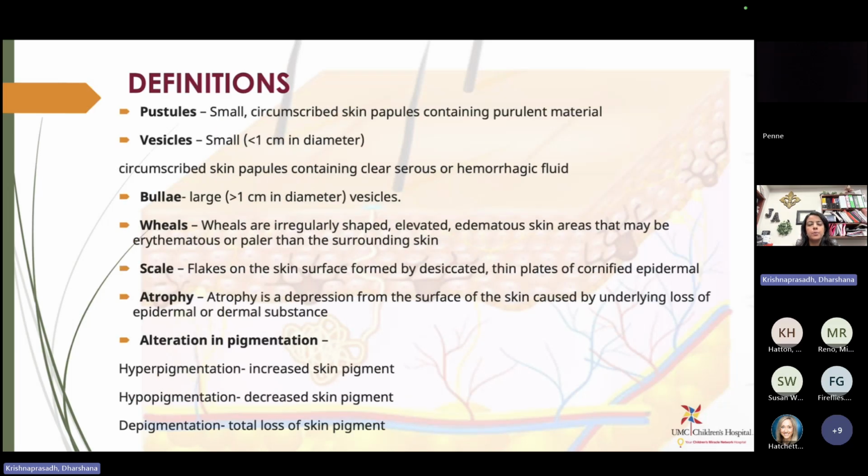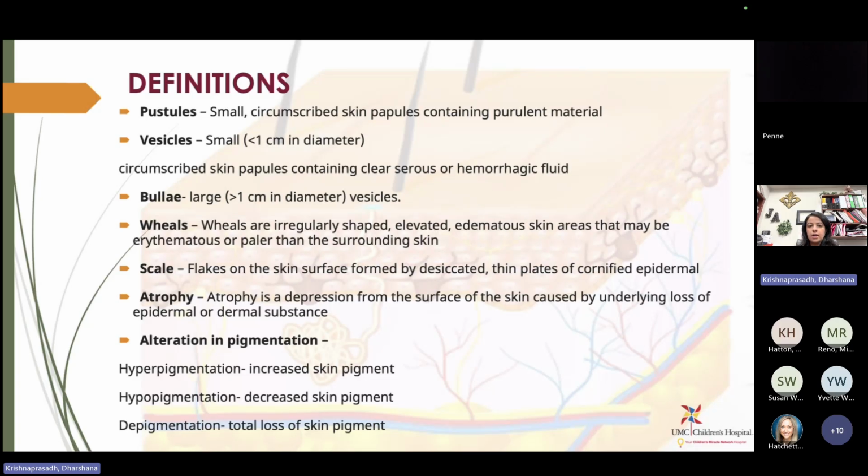Pustules are again palpable. They contain purulent material, so they're yellowish in color. Vesicles are small, again less than 1 centimeter. They look like they have clear fluid inside of them. Bullae are larger, similar to vesicles, except they are greater than 1 centimeter. Wheals or hives are irregular in shape. They are elevated and can be palpable, and usually they look different than the surrounding skin.